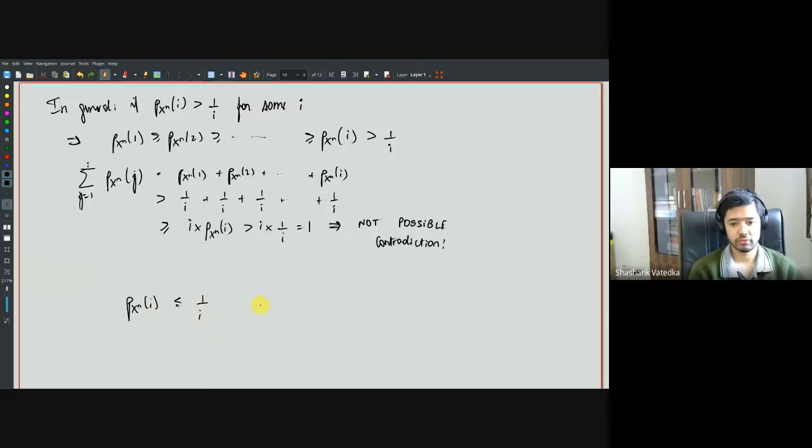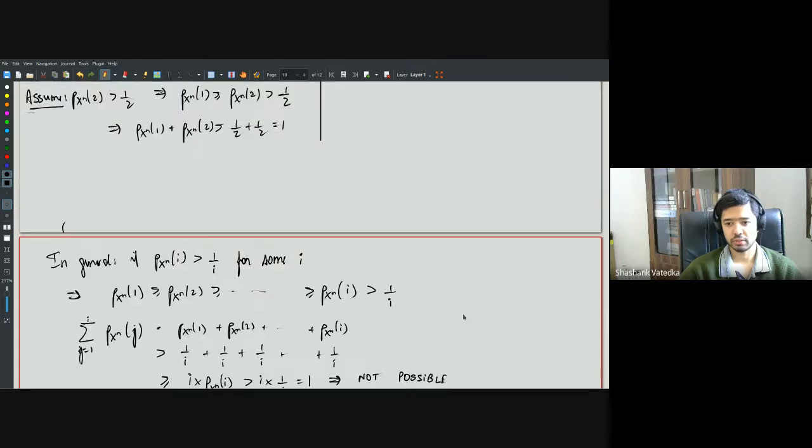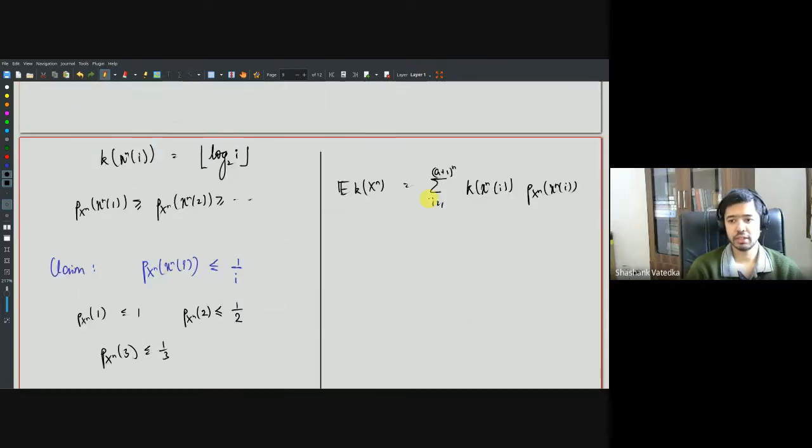Now I'll write this in a different way. So this implies that i is always going to be less than or equal to 1 over p_Xn of i. Okay, this is a very good thing to know. So i is always going to be less than or equal to this. Now let us plug that in here in this particular expression.